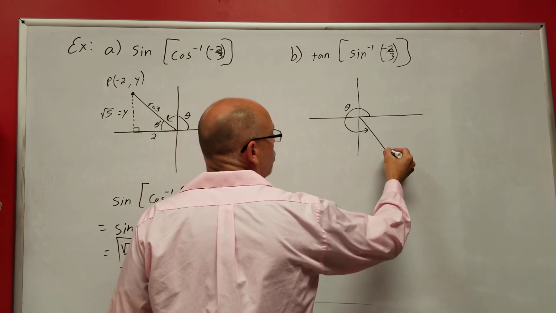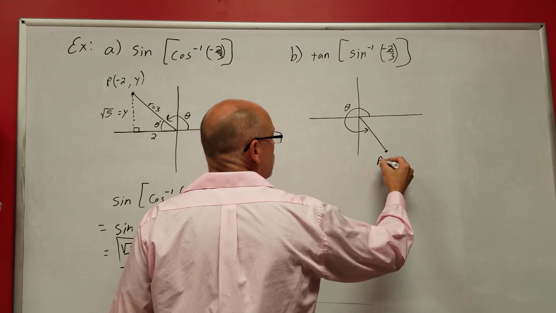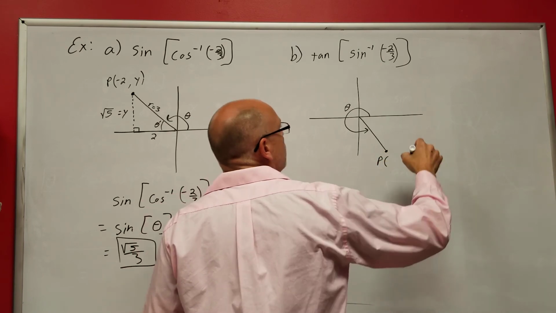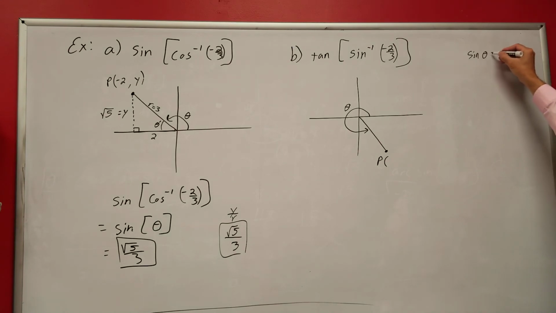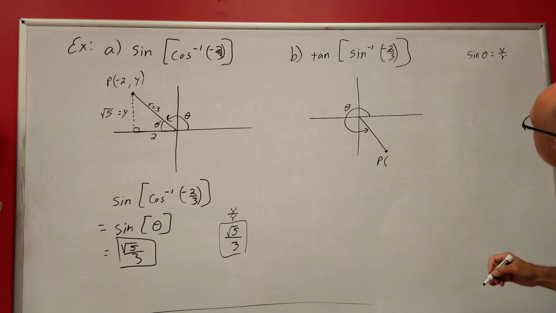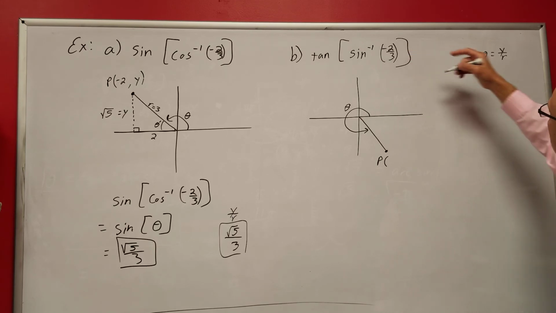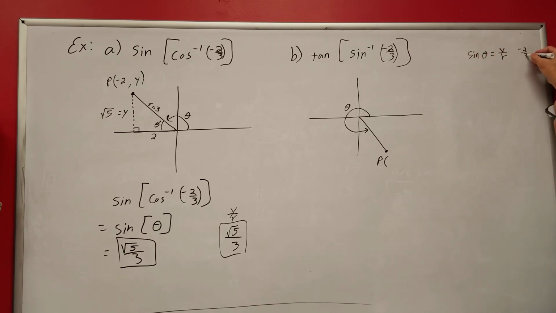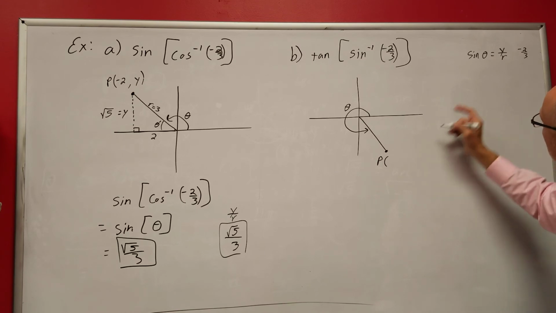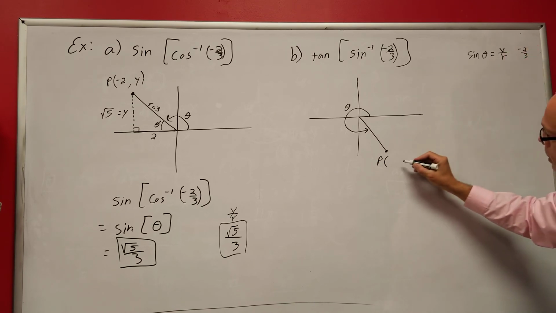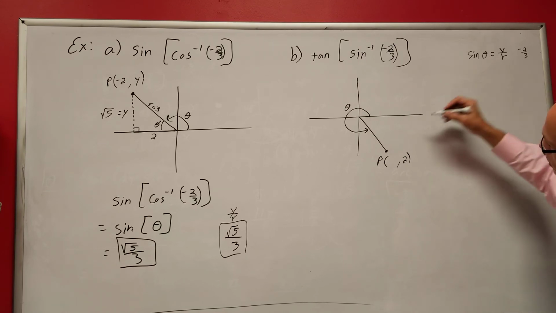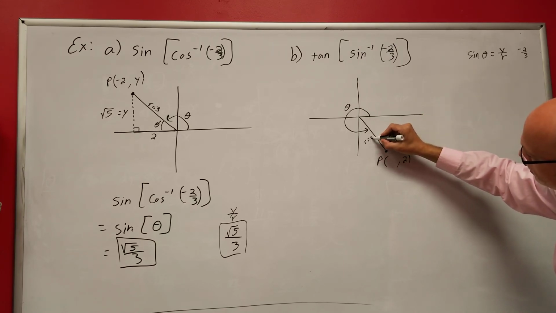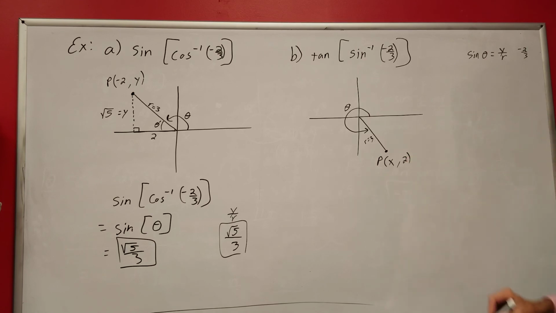All right, which point is this? This is the point P. Now, what is the sine of some angle theta? Sine of theta is equal to y/r, right? So if I have -2/3, I know that what? My y coordinate is -2. I know my r is 3. So I don't know what this x is, right?